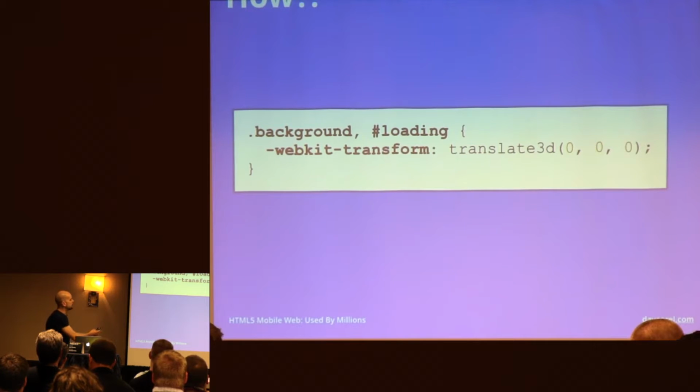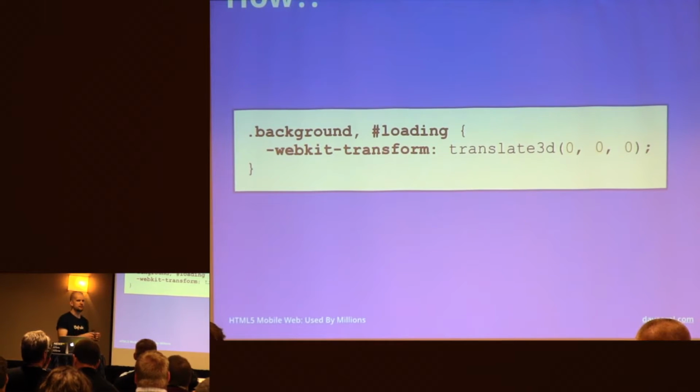So to enable it, what we're doing is adding it to the background and loading. This is triggering hardware acceleration just because the browser knows that Translate 3D is something that benefits from using hardware acceleration, by using the GPU. So it'll create its own composite layer.